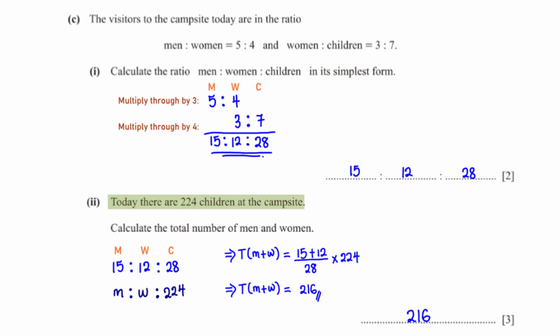Today, there are 224 children at the campsite. Calculate the total number of men and women. First, we need to set up our ratio. We want to find the total number of men and women. So from the ratio, we get our equation as the total number of men and women equals the ratio share for the men and women, which is 15 plus 12, divided by the ratio share for the children, which is 28, times the number of children at the campsite, which is 224. When we type this into the calculator, we get 216.